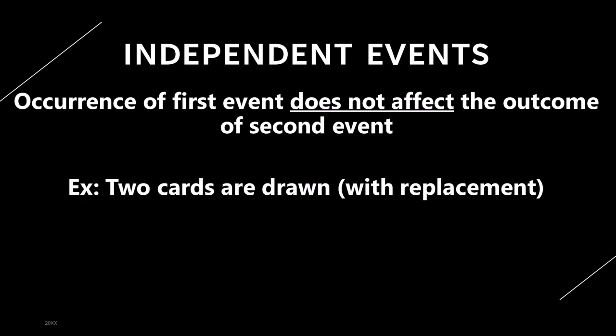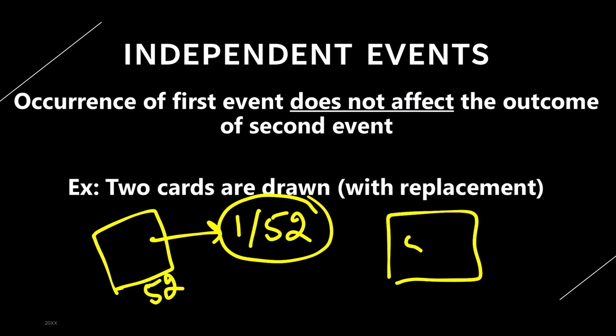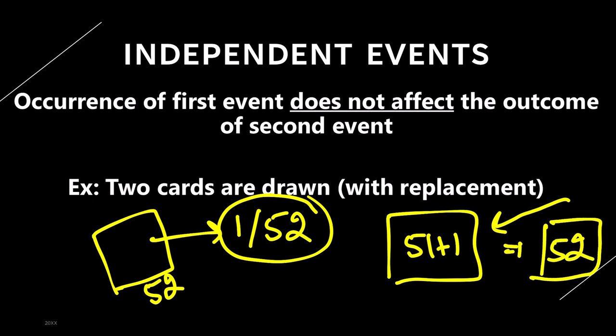Let's take another example. Suppose there is a deck of 52 cards. I take out one card, that is, the probability of taking out one card is 1 by 52. I hope this is clear. Now, how many cards are left with you? 51. What do I do? I put back that card. So again it will be 51 plus 1, that is 52. Now again the deck is the same. I have replaced that card.